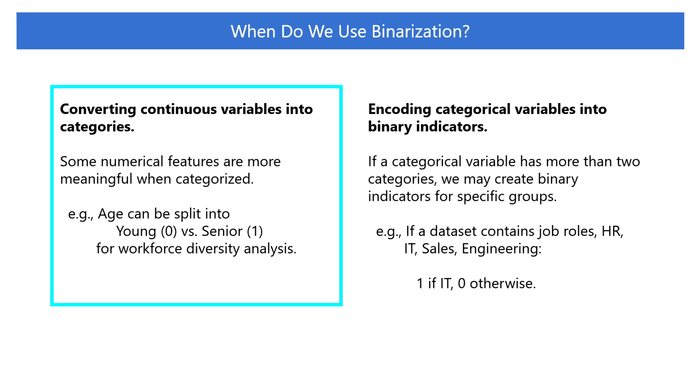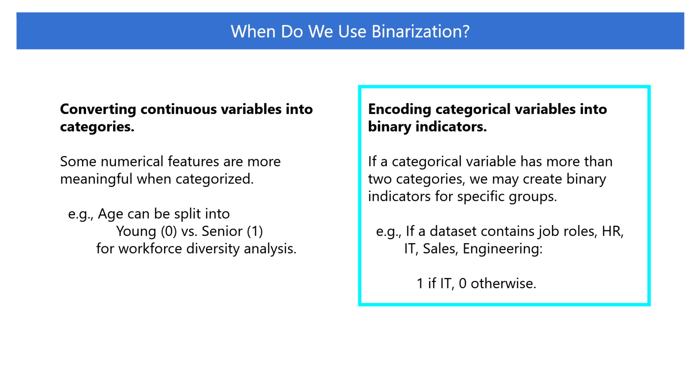The first is converting continuous variables into categories. Some numerical features are more meaningful when categorized. For example, age can be split into young versus senior for workforce diversity analysis.